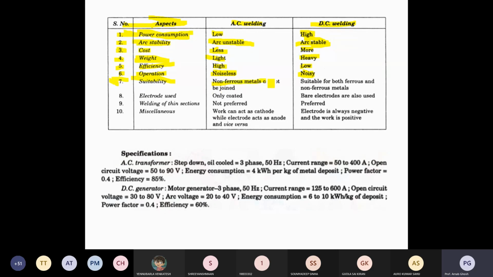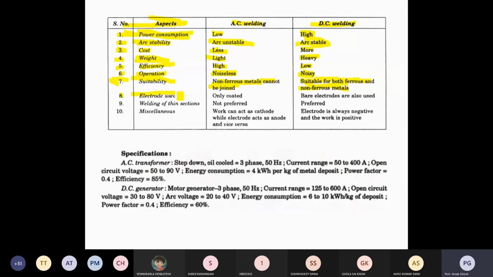In suitability, non-ferrous metal cannot be joined by AC welding, so that is a limitation. In case of DC, it is suitable for both ferrous and non-ferrous materials. In the first class of my welding lectures, I discussed the ferrous and non-ferrous concept, so that is also applicable in DC welding. But AC welding is not suitable for non-ferrous.